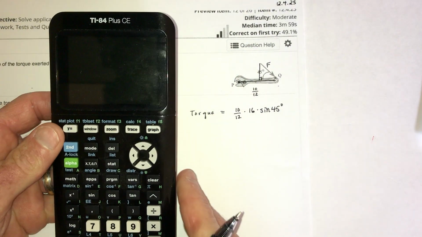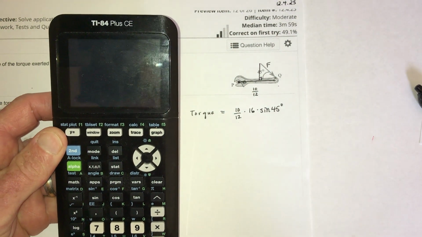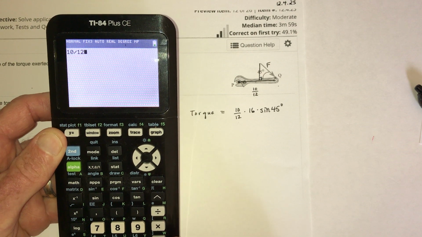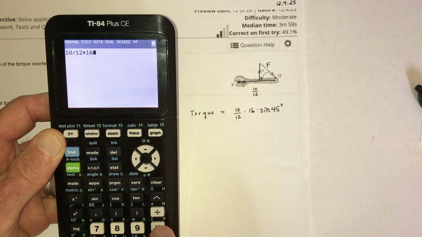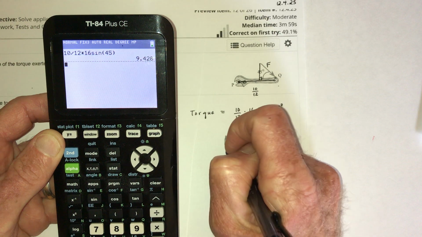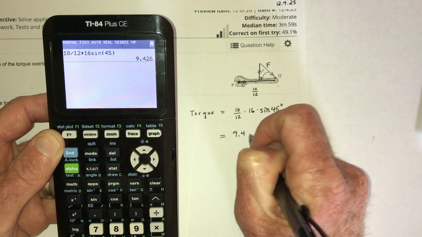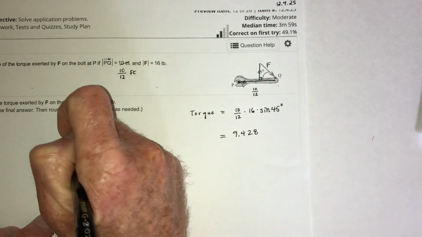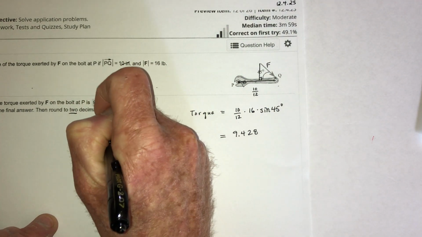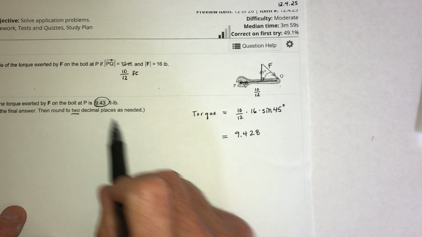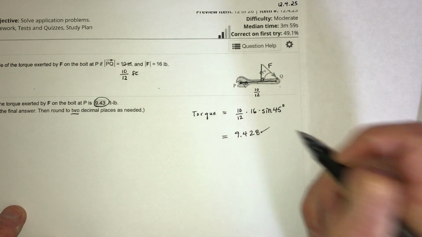Let's see. So that is 10/12 times 16 times sine of 45 degrees. 9.428. So in here, they said round to 2 decimals, and because I have the teacher's version, it fills in the answer for me. So they said 9.43, so if you round it, that's correct.